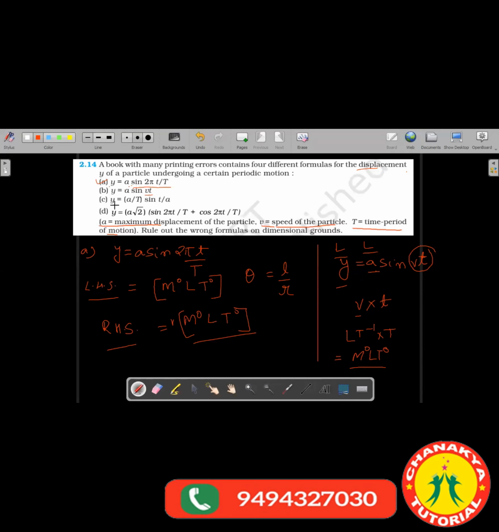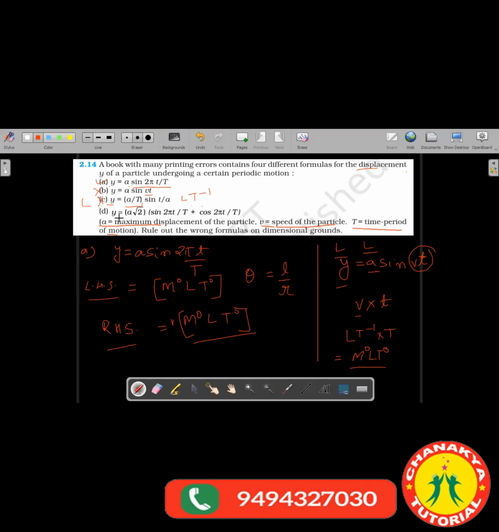See, if you check out the dimensional formula of C, again, the left hand side has the dimensions of y, which is just L. On the right hand side, you get A by T. A is L and A by T is L T minus 1. So clearly the dimensions of LHS are not equal to the RHS, and hence this is also a wrong formula.